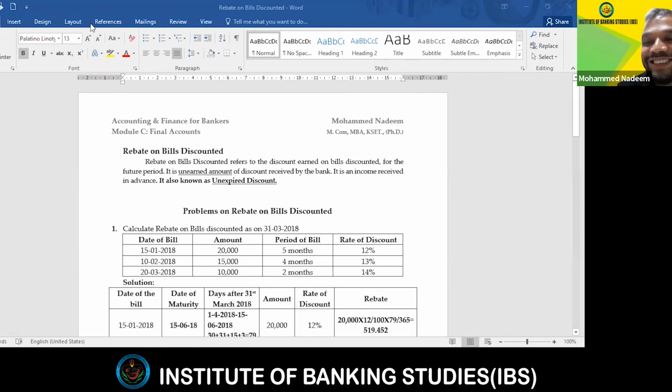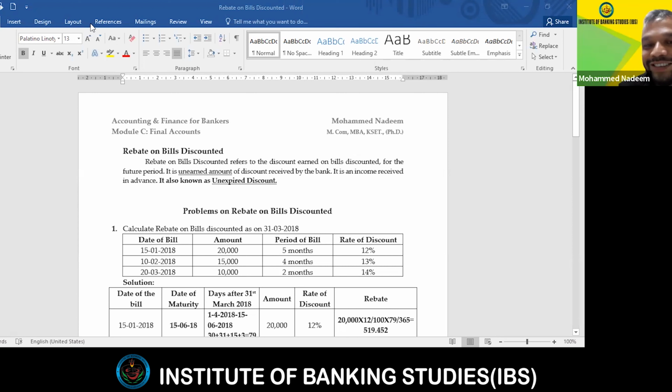Discount is current income. And this unearned income means that we didn't receive it on the day of closing the books of account. If the person comes in the month of February, and our books of account close on 31st of March, and the period of that bill is 3 months, it is crossing the date, into the month of April. Then it is rebate.